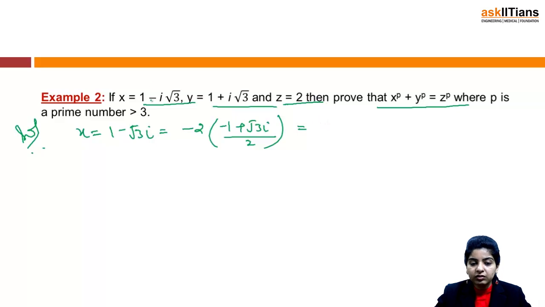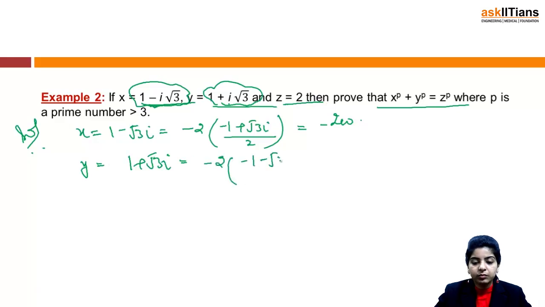By seeing this term, it should strike your mind that you will have to make some terms of omega and omega square so that you can utilize those properties. So I make it in the form of omega, so I have it as minus 2 omega. Similarly y is 1 plus root 3i. So again what I do is, this becomes minus 2 into minus 1 minus root 3i by 2, so it will become minus 2 omega square.